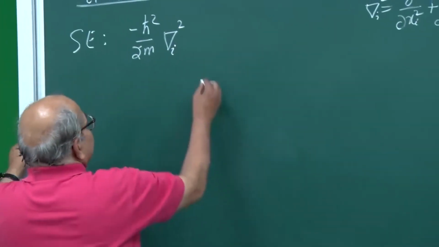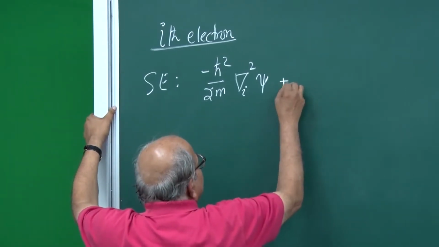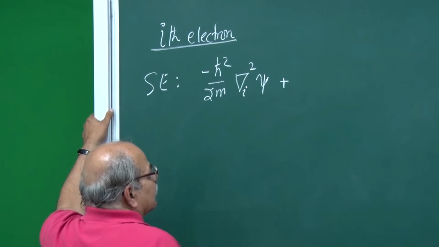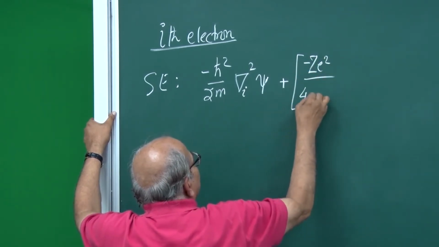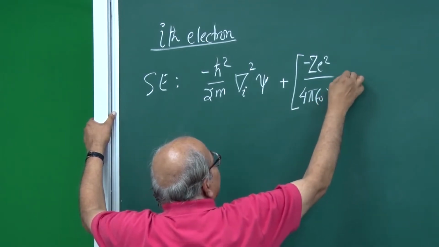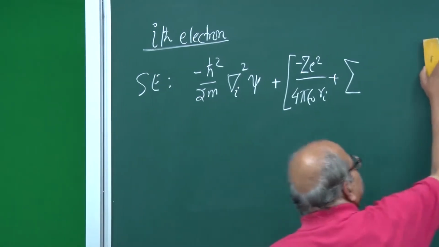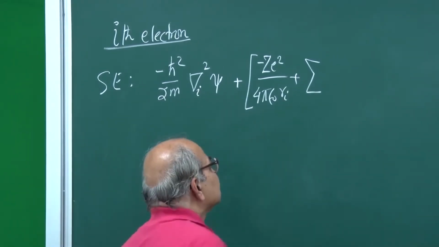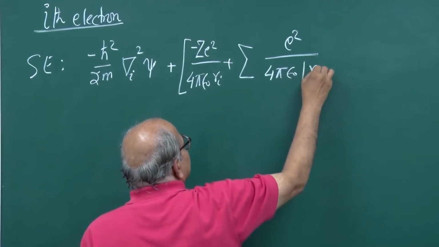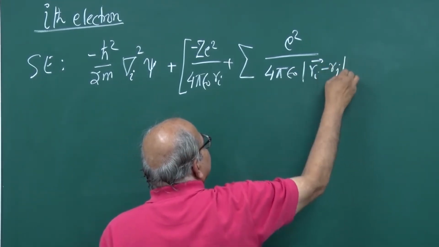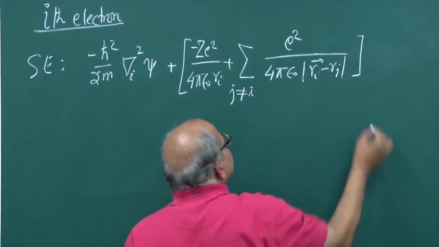So this is it, and then psi, this psi will be a function of the coordinates of the ith electron, plus what will be the potential energy function. The potential energy function will be minus Ze square over 4 pi epsilon naught Ri, plus the summation over j not equal to i of e square by 4 pi epsilon naught times mod of Ri minus Rj. This is the potential energy function.